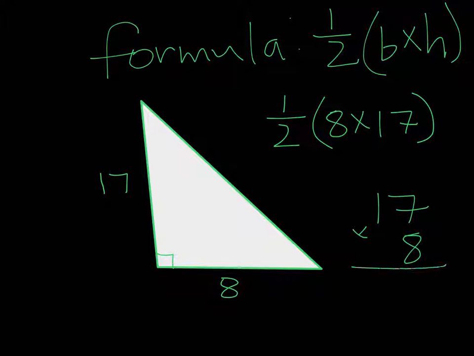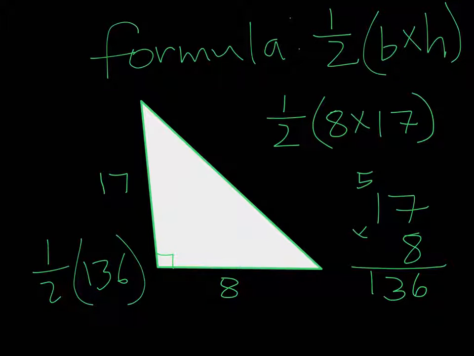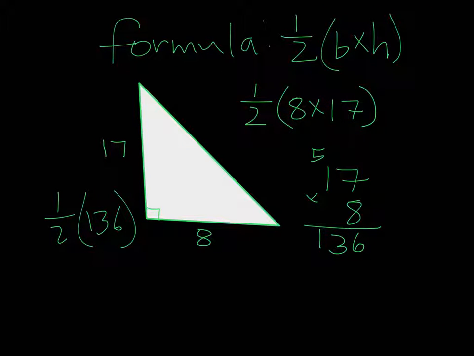Let's multiply. 7 times 8 is 56. Pull up the 5. 1 times 8 is 8, plus 5 is 13. And you get 136. 17 times 8 is 136. 1/2 times 136. Okay, let's divide 136 divided by 2.